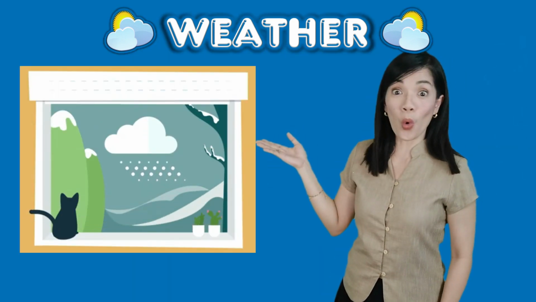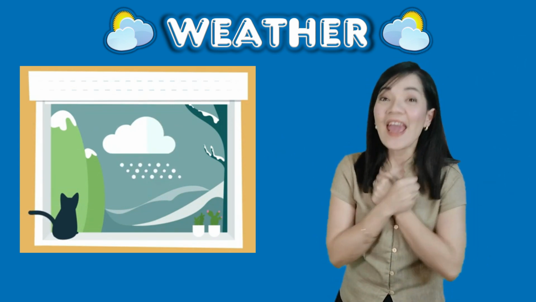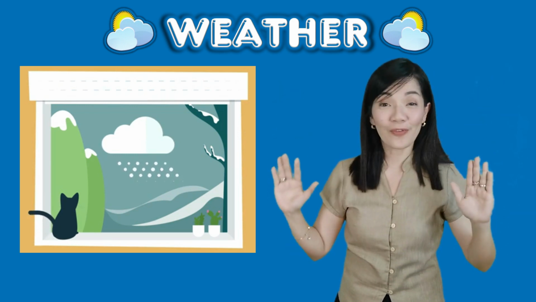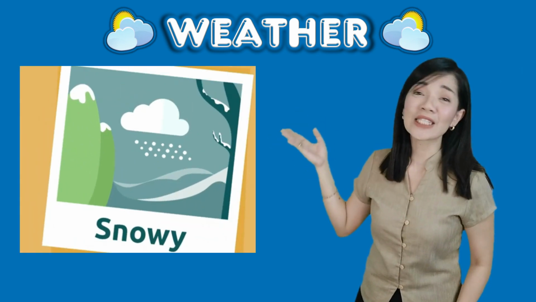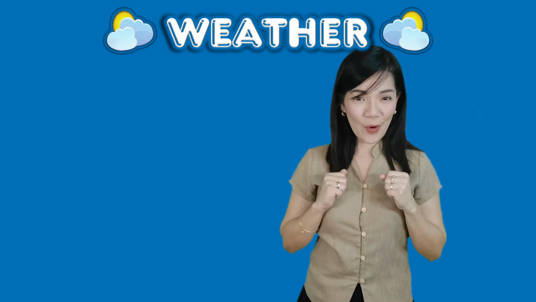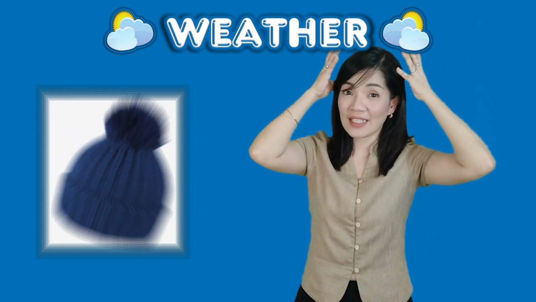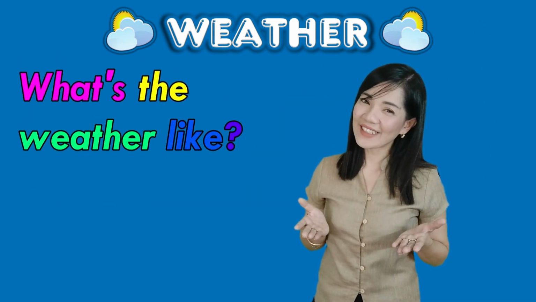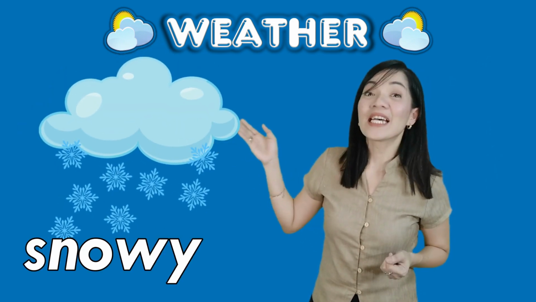Can you see that through the window? Oh, there's snowfall. When it's cold and snowflakes fall from the sky, we say it's snowy. On a snowy day, you will need your sweater and a bubble hat. What's the weather like? It's snowy.